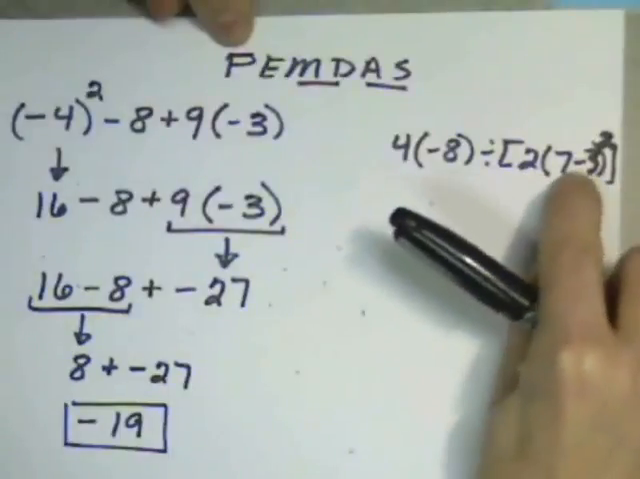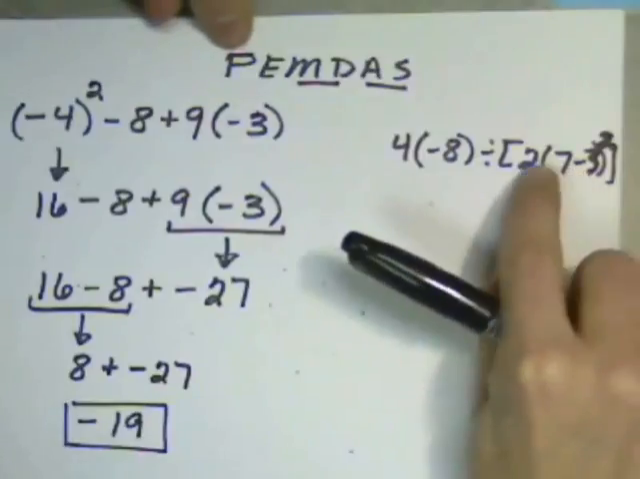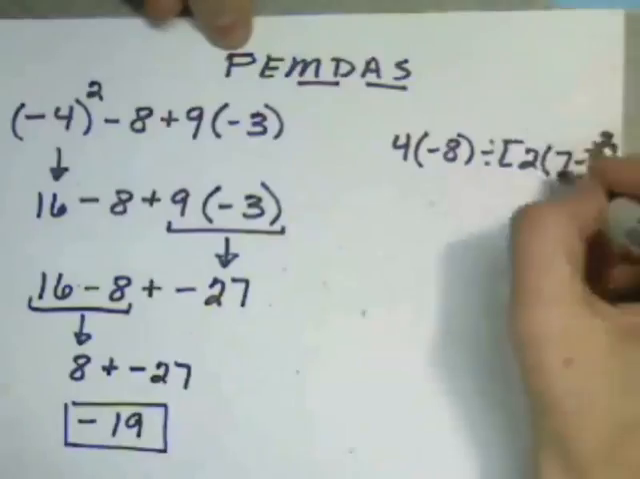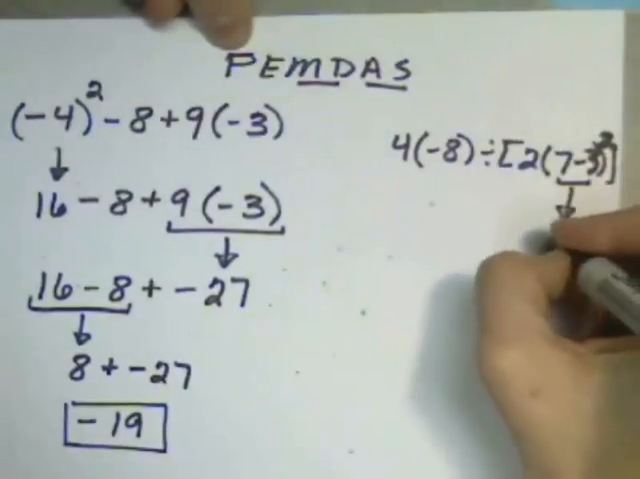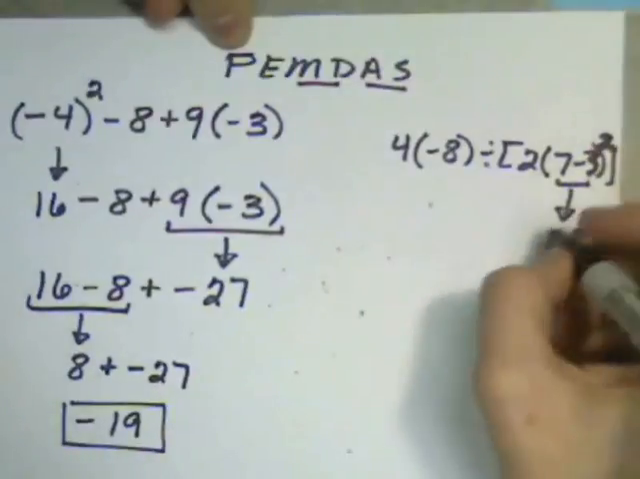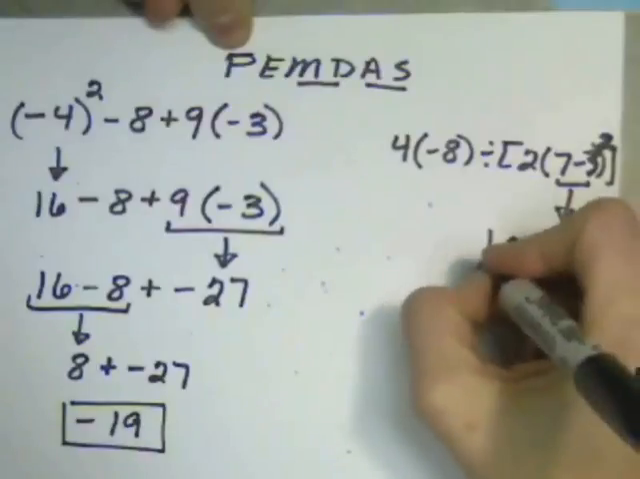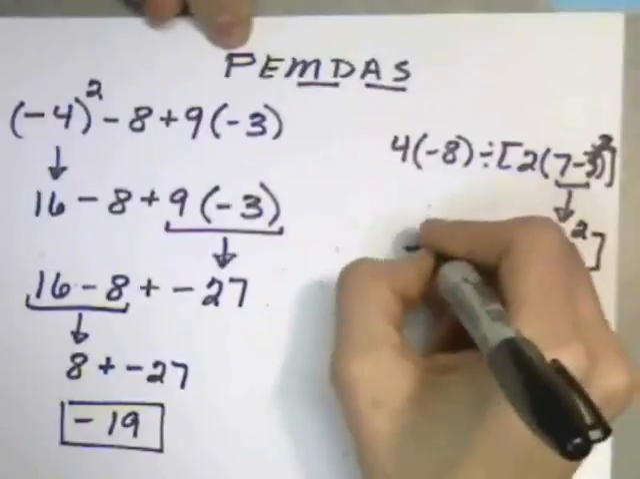So once you go inside, you look again and start with the acronym again. Do I have any parentheses now? Yes. 7 minus 3. So I'm going to do that. 7 minus 3 gives me 4. I still have that squared attached, times 2, still in my brackets. And I'll copy down the rest of the problem.